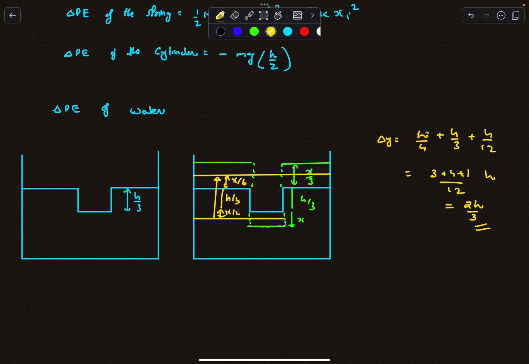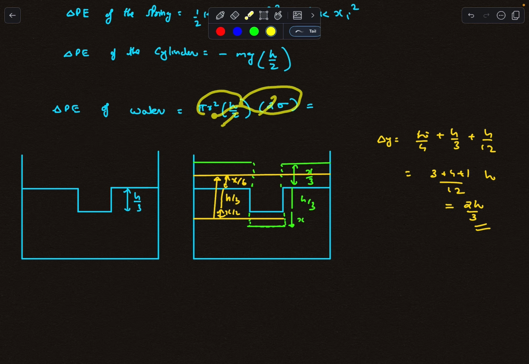So now we can write down the PE of water pretty easily. So that will be equal to the mass of this much water, which is nothing but, so the volume of that much part of the water is pi r squared x, and x is nothing but h by 2, and this multiplied by the density of the fluid, which I can write as twice the density of the object. So the 2's cancel out, and pi r square h sigma is nothing but the mass of the cylinder. So this is nothing but m g times the delta y, which is 2h by 3. So this is the change in potential energy of water.